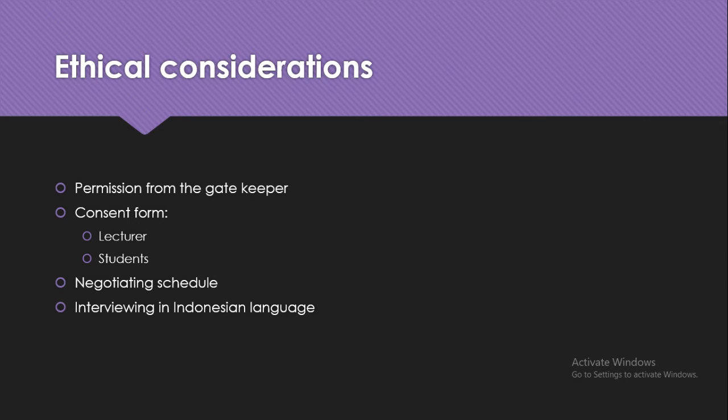And then negotiating the schedule. The negotiation is between me and the lecturer whose class I will observe. I will negotiate the schedule for when they will use Mentimeter, so I can match my schedule and observe the class when the lecturer uses Mentimeter as one of the activities in the classroom.